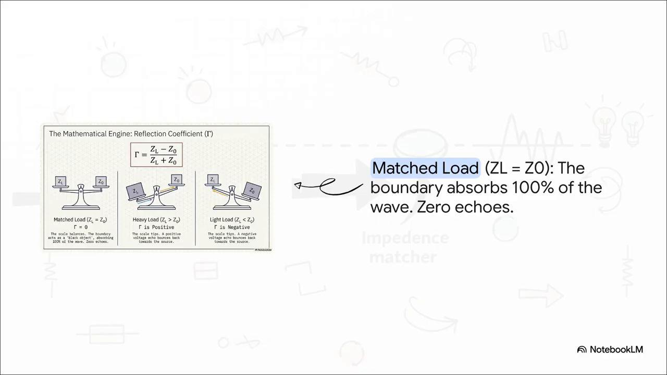Think of it like a perfectly balanced scale. In an ideal world, the load impedance, ZL, is exactly the same as the medium's impedance, Z0. The scale is perfectly level. Our reflection coefficient, gamma, is 0. This means the boundary is completely invisible to the wave. 100% of the energy gets absorbed. No echoes, perfect signal transfer.